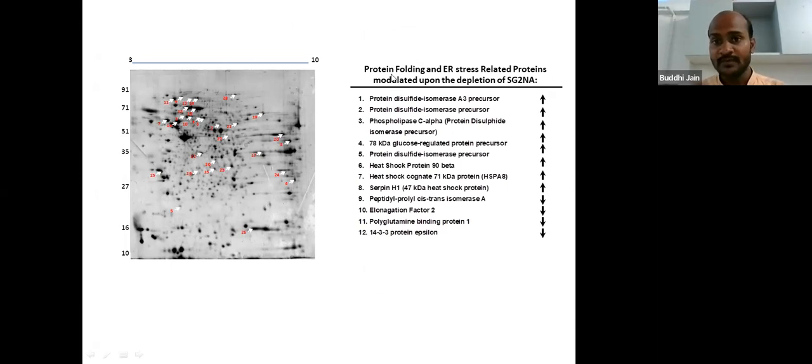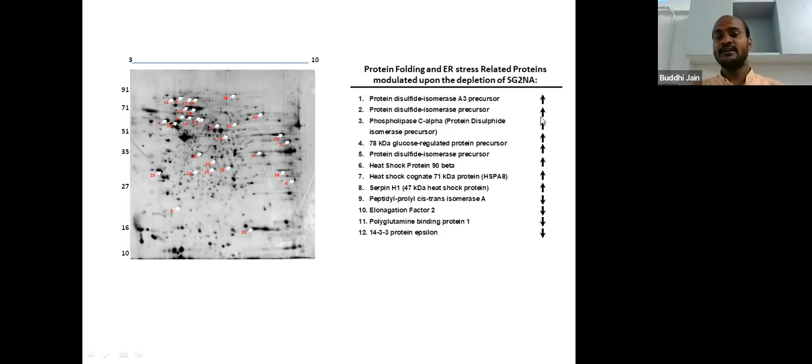They are related to protein folding and endoplasmic reticulum stress inside the cells, like protein disulfide isomerase, phospholipase C, GRP78, HSP90, elongation factor 2, and polyglutamine binding protein 1. Some of these get downregulated, and the others get upregulated upon depletion of SG2NA. So we hypothesize that there might be a disturbance in ER functioning and an induction of ER stress upon knockdown of SG2NA.